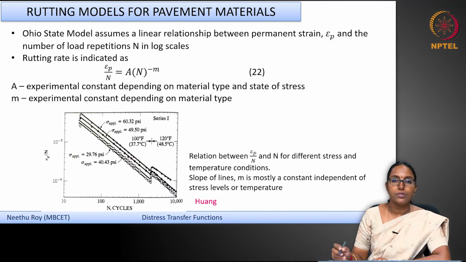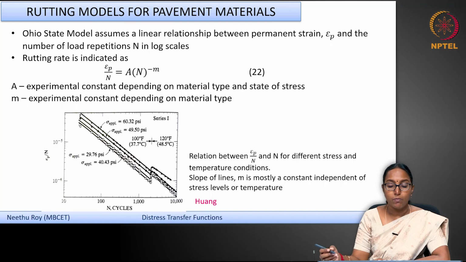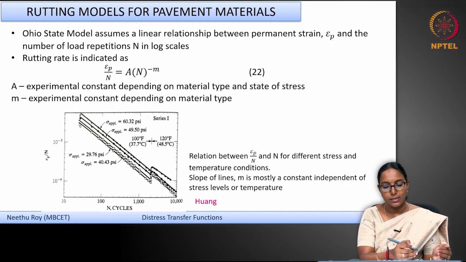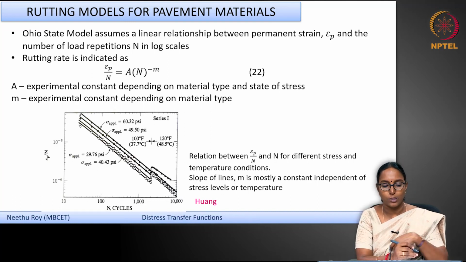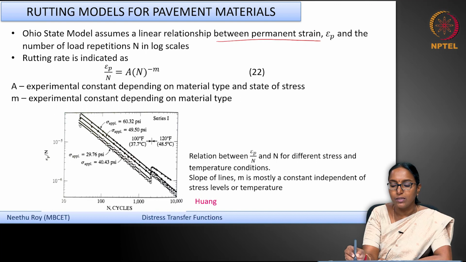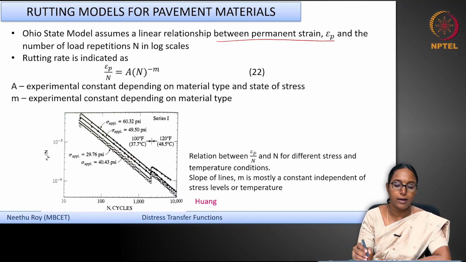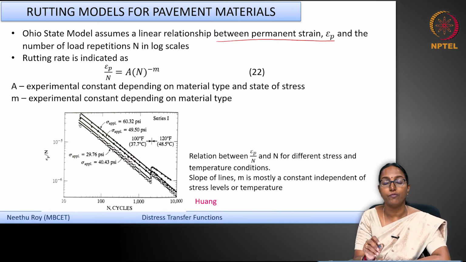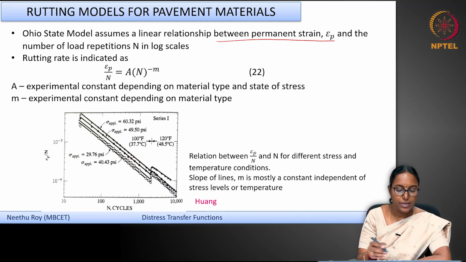Now, for the Ohio State model, there have been many models developed in line with this expression. So, I will discuss this Ohio State model, which essentially assumes a linear relationship between this permanent strain epsilon P and the number of load repetitions in a log scale. So, you can see a similar picture drawn here which shows the relationship between epsilon P by n.